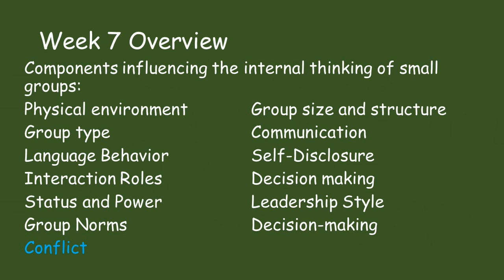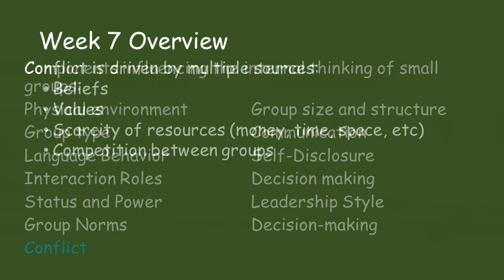Over the last few weeks, we've been learning about the components influencing the internal thinking of small groups, according again to the Tubbs model. And this week, we're going to add that final component of conflict. So we've looked at physical environment, group size, structure, group type, communication, language, behavior, self-disclosure, interaction roles, decision-making, status and power, leadership style, group norms, decision-making, and now conflict management as well.